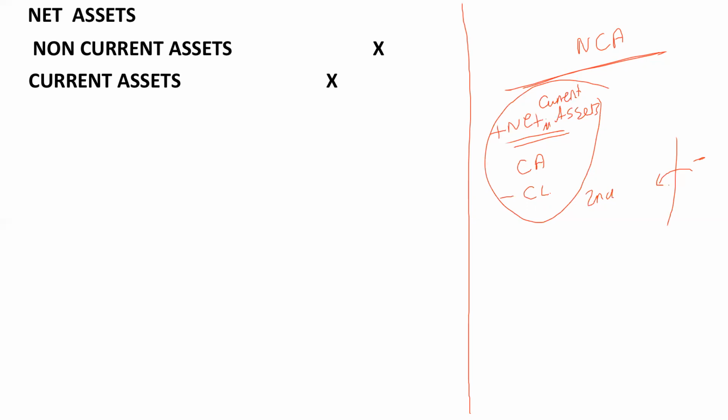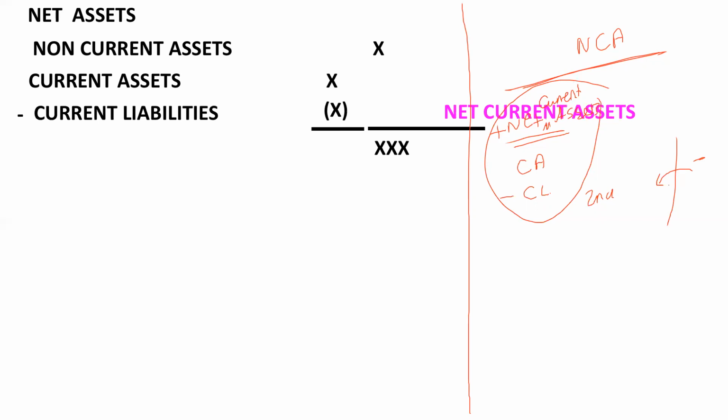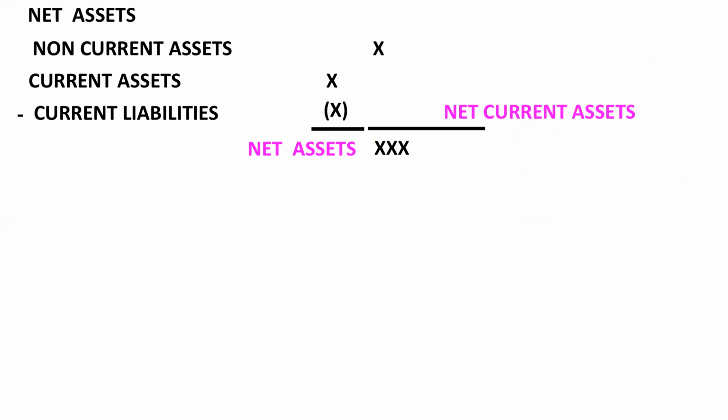plus the net current assets. Net current assets is current assets minus current liabilities. Current assets minus current liabilities would give you the net current assets. Non-current assets plus net current assets will give you the net assets. And this is the net asset method of presenting the balance sheet. This net assets is financed by capital and non-current liabilities.